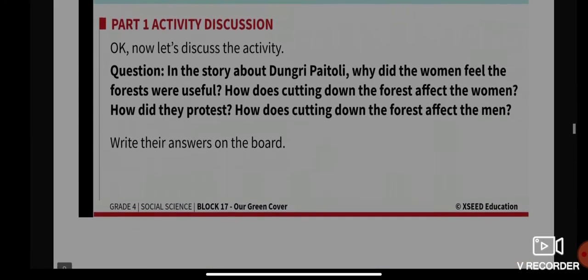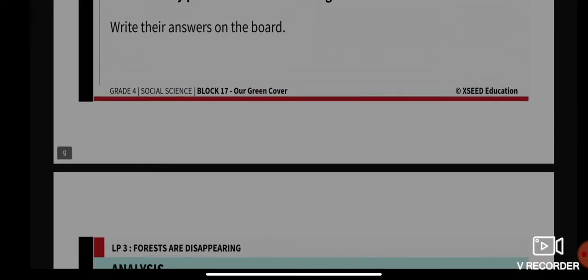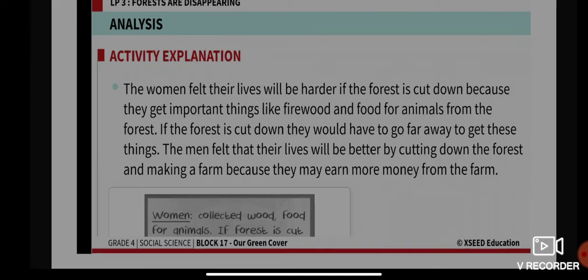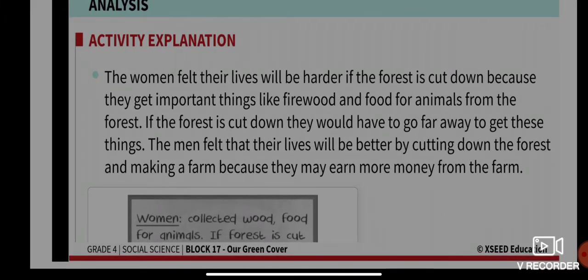I'm going to summarize your answer, so please listen carefully. The women felt their life would be harder if the forest is cut down, because they get important things like firewood and food for animals from the forest. If the forest is cut down, they have to go to faraway places to get firewood and food for the animals. The men felt that their life would be better, right?